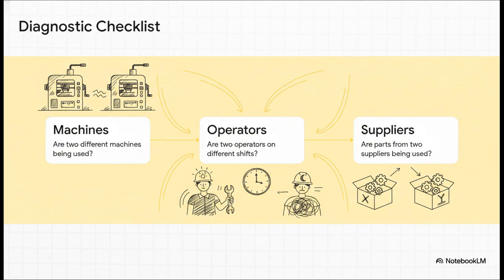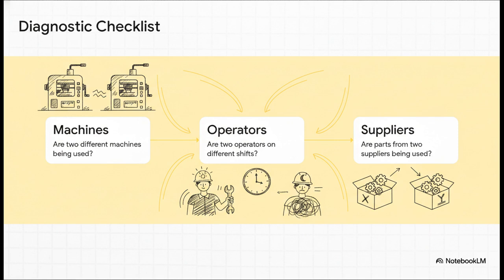So let's break it down. First up, machine variation. Maybe you have two production lines, A and B. Is it possible that the tools on line B are wearing out, making the parts just a little bit bigger? Okay, second, operator shifts. You've got a day shift and a night shift. Are they following the exact same procedure? Maybe the night shift supervisor is newer, leading to small differences.